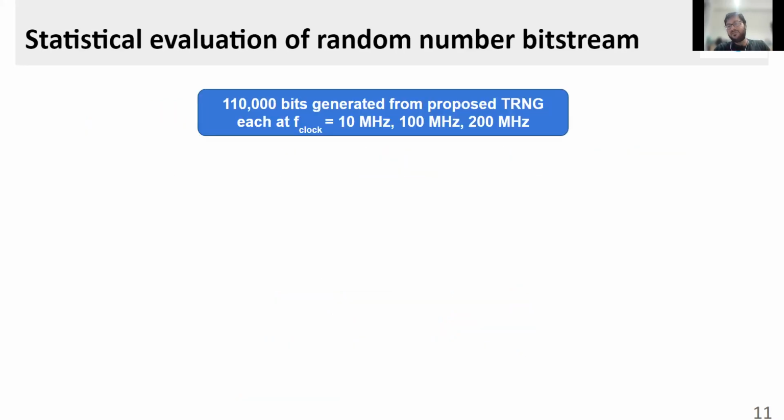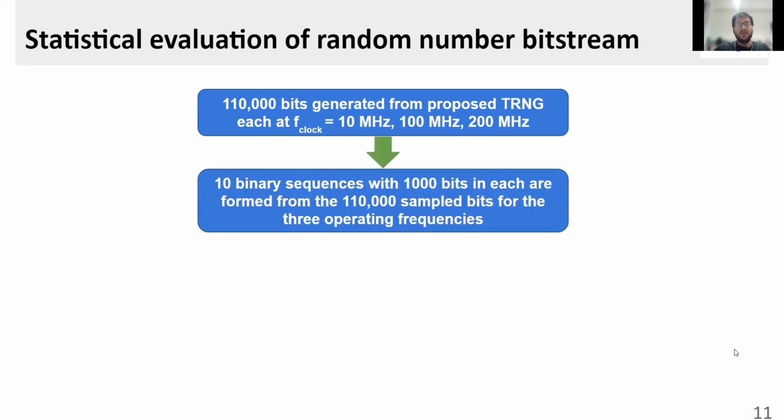Once we have proposed this TRNG, the next step was to evaluate it statistically by using standard benchmark suites available, such as the NIST benchmark suite. We generated 110,000 bits for the proposed TRNG, and we used it at frequencies 10, 100, and 200 megahertz. Then 10 binary sequences with 1,000 bits in each are formed from the 110,000 sample bits for the 3 operating frequencies.